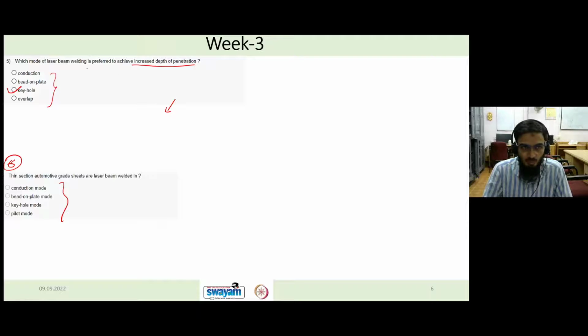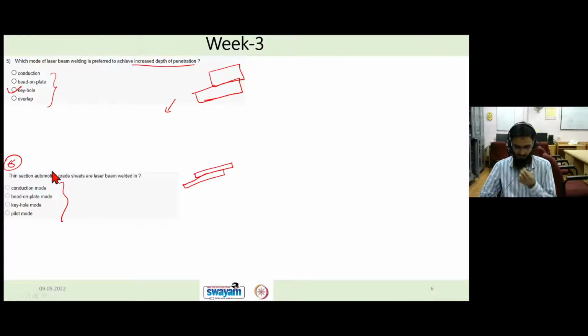So in the first case, problem number 5, you want depth of penetration to be high. So obviously you are using a thicker sheet to be welded, like this. Then only you want to penetrate it so that it can join. But in the second case, let's say it's a very thin sheet like this, and now you want to join them. So in that case, what mode will you prefer? Keyhole or conduction, bead on plate or pilot mode? Yeah, true. So it's nothing but conduction mode.